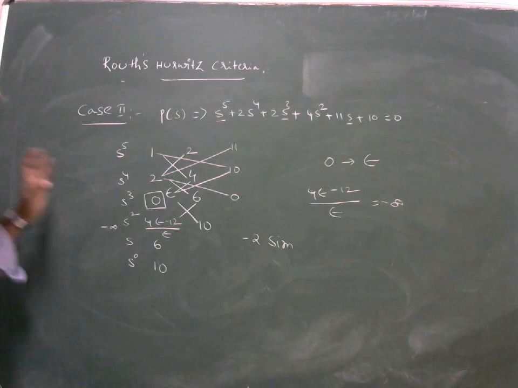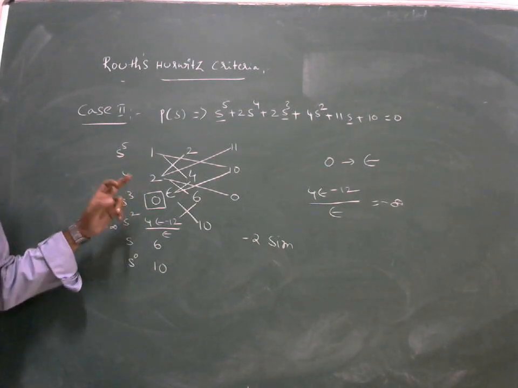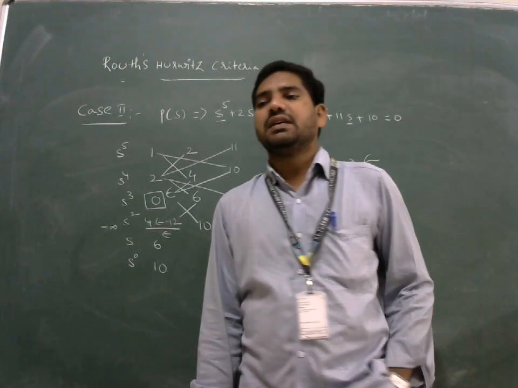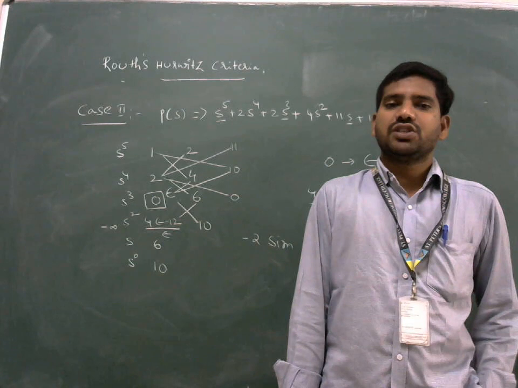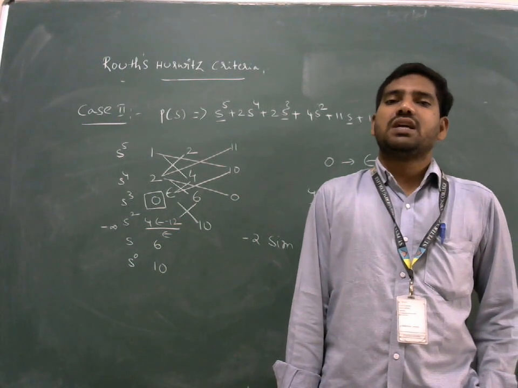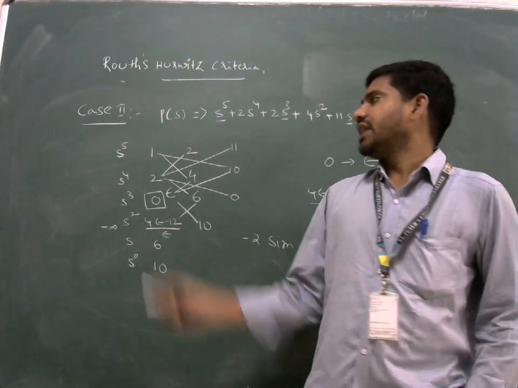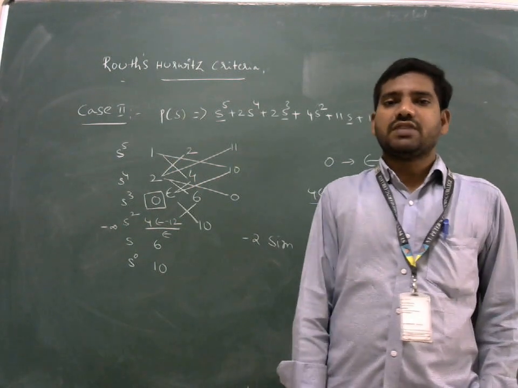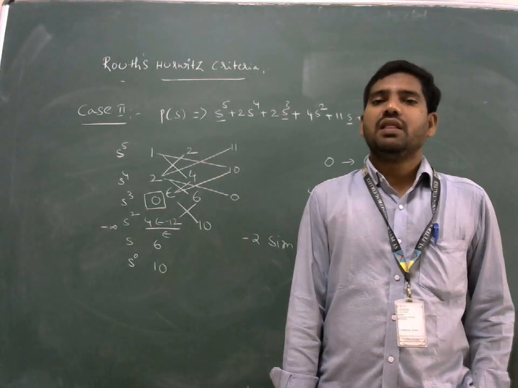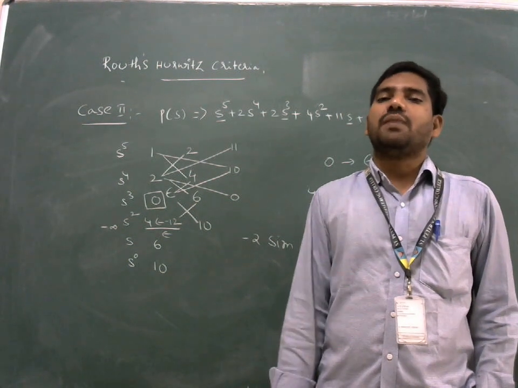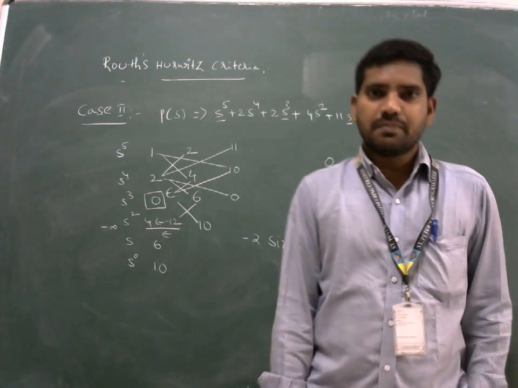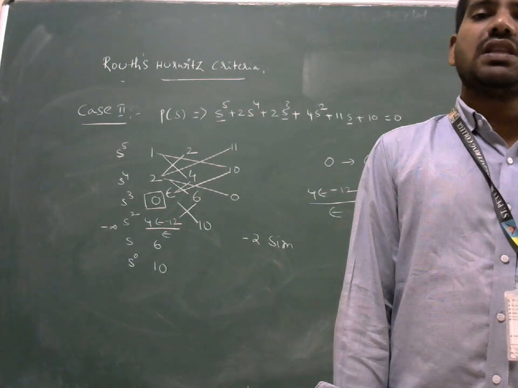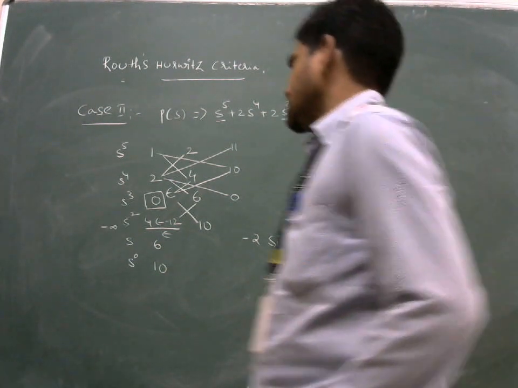To summarize, case 2 is that whenever the first element of a concerned row is 0 and the remaining elements are present, you replace that 0 with epsilon and redo the same procedure. After that, if there is no sign change in the first column, the system is stable. If there are sign changes in the first column, the system is unstable and the number of sign changes equals the number of roots present in the right half of the S plane. That is the second case.